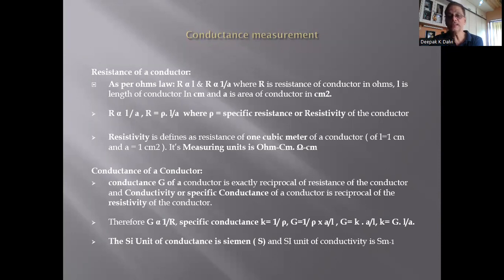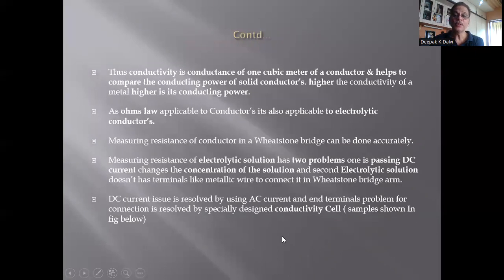Now, the SI unit of conductance, that is this G, is what? Siemens, or it is called mho. And the SI unit of conductivity is Siemens per meter. And its CGS unit is Siemens per centimeter.